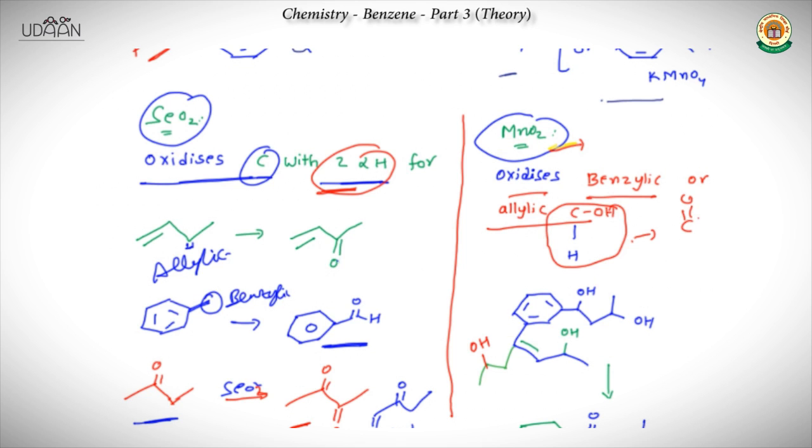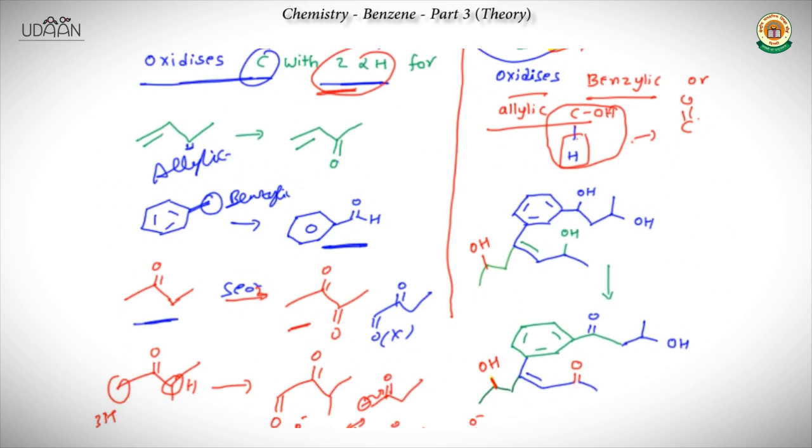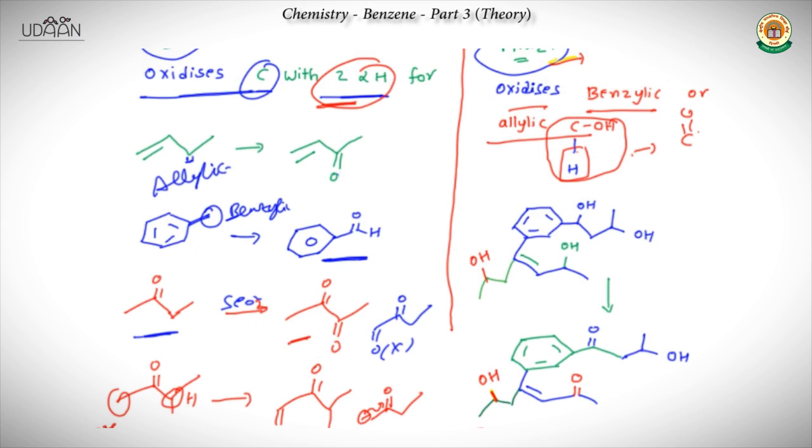Now this is going to be very important. Remember that this should have at least one alpha hydrogen. As illustrated in this example, the property should be very clear to you.